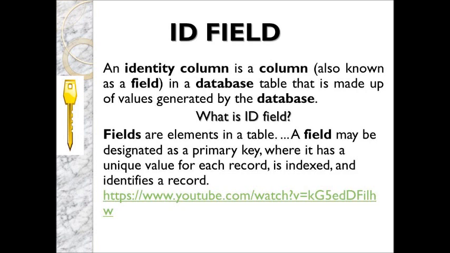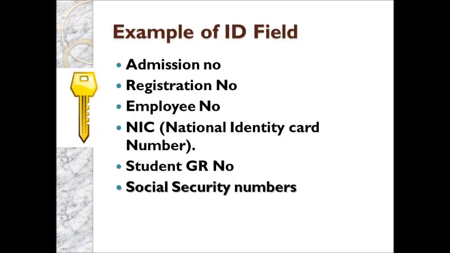An ID field is normally designated as a primary key and it is usually placed into a second table in order to create a relationship between them. Now examples of ID field can be admission number column, registration number column, employee number column, national identity card number, student GR number column and social security numbers. Just remember that all these fields can be an ID field, or a primary key.